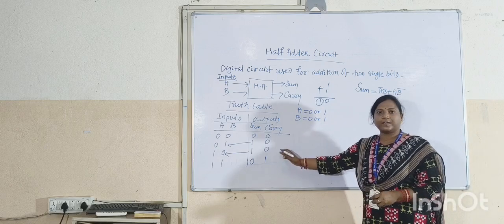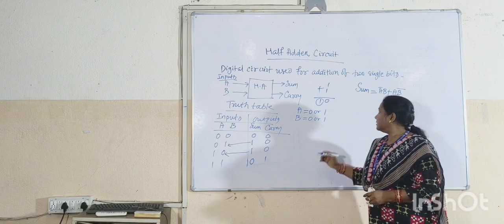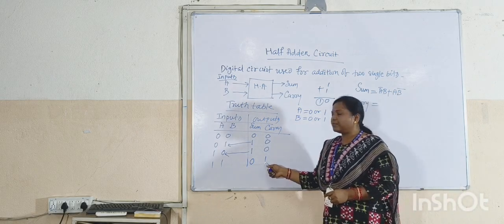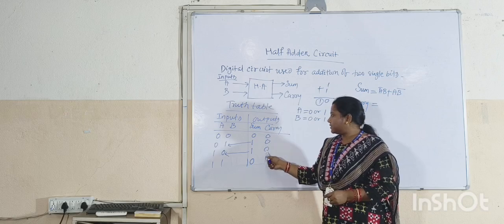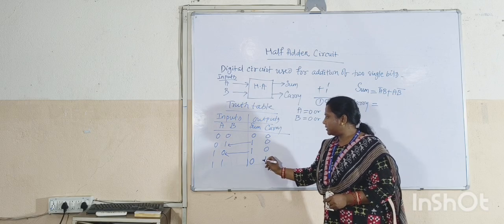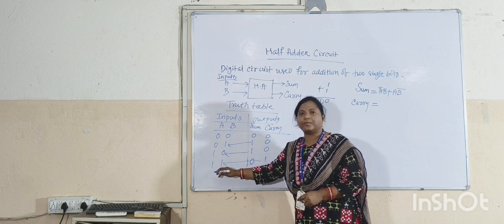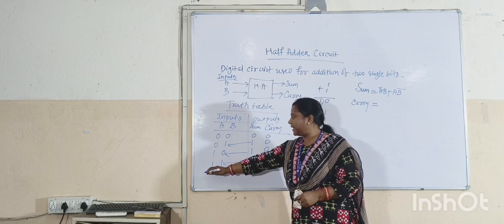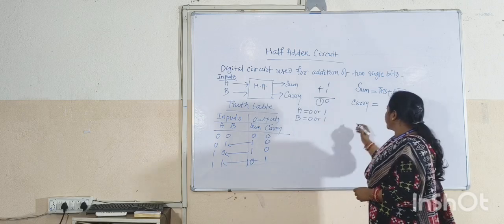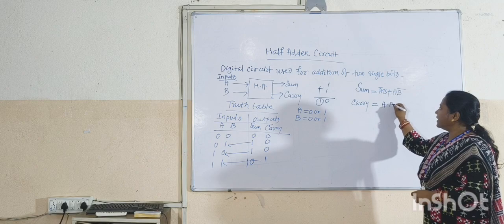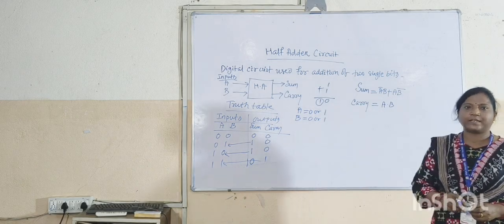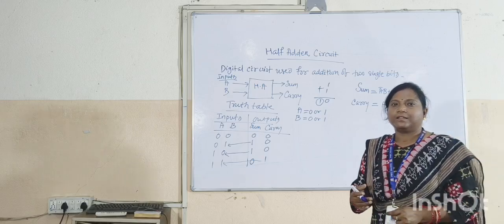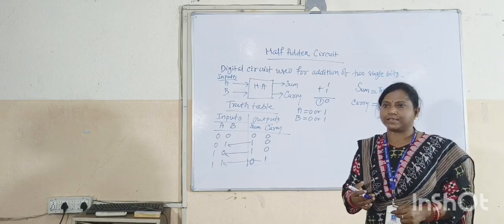In a similar way you can calculate the carry output here. What is the carry expression from the truth table? You are getting a single 1 here. Whenever this output is 1, at that time the input variables are 1 and 1. That means the carry output expression is A dot B. So carry output equals A dot B. These are the output expressions of your half adder circuit. Next, how can we design the half adder circuit using logic gates?